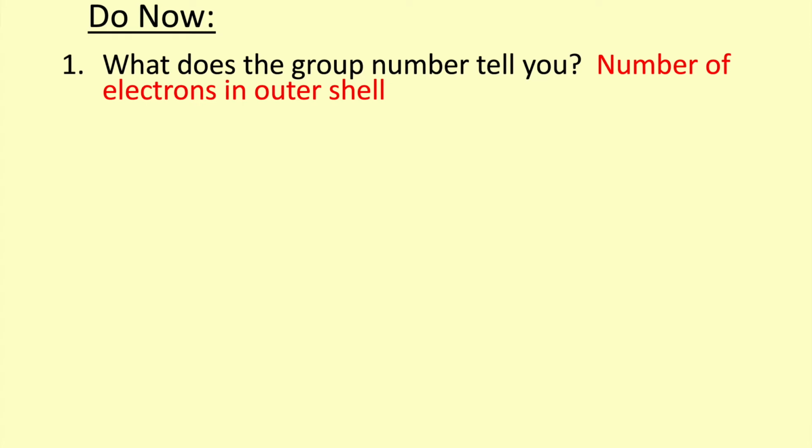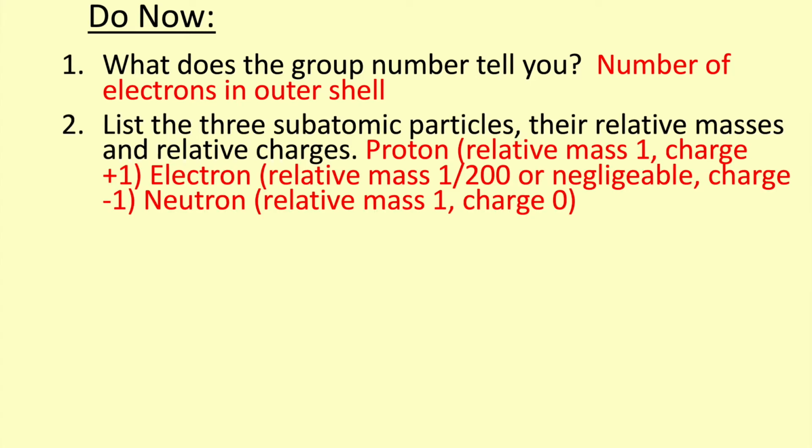So our group number of our periodic table tells you the number of electrons that you have in the outer shell. So for example, oxygen is in group 6, and this means that it has 6 electrons in the outer shell. The 3 subatomic particles, their relative masses and charges.